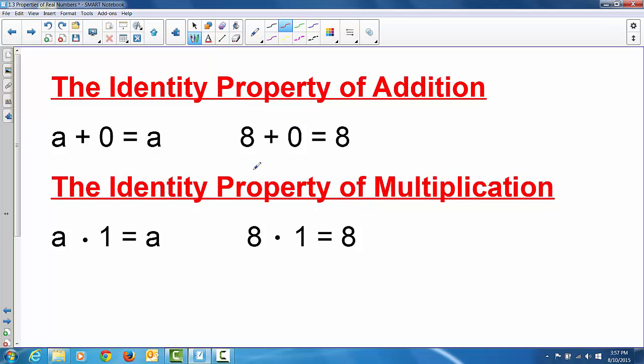The identity property of multiplication. Any number that you multiply by 1, you're going to get the same number. A times 1 is A. 8 times 1 is 8. Once again, Bob times 1 is equal to Bob. What it means is it retains the same identity. Up here we have A, we add 0 to it, it's still A. Down here we have A and we multiply it by 1 and we still have A. So that's the identity property of addition and multiplication.